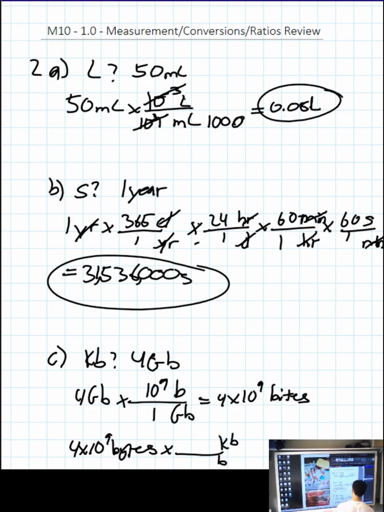So there's going to be 1,000 bytes in a kilobyte. So let's put 1,000 on the bottom. I could have used 10 cubed and put 1 on the top. Now if I want to take that number, 4 times 10 to the 9, and simply divide it by 1,000, it will just be 4 times 10 to the 6 KBs.